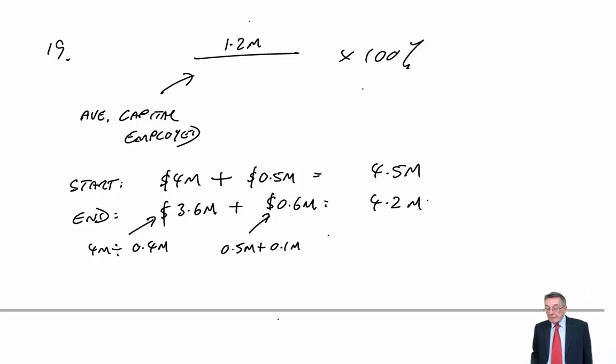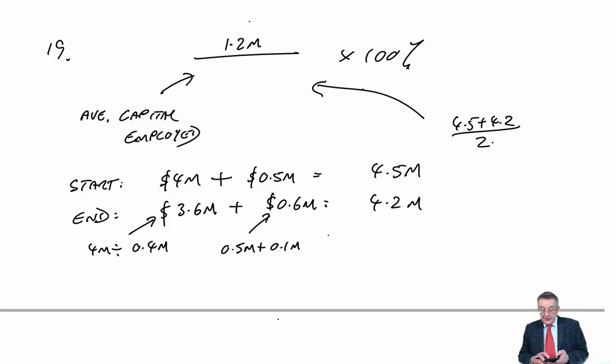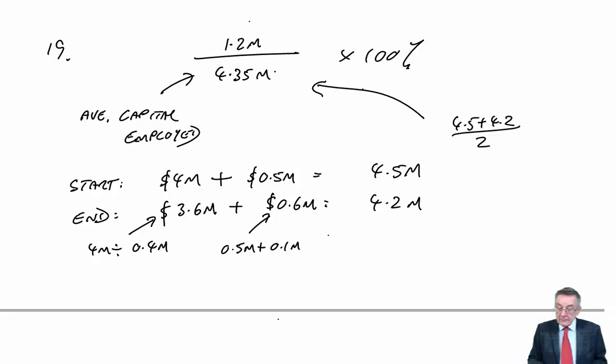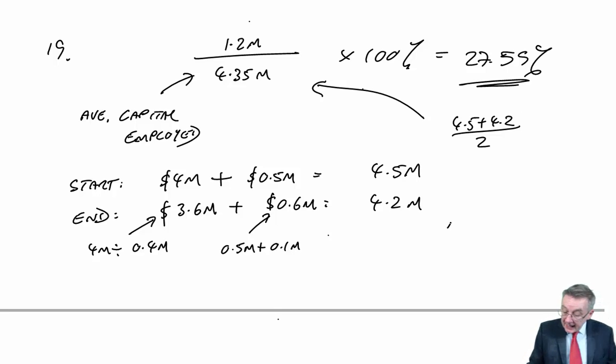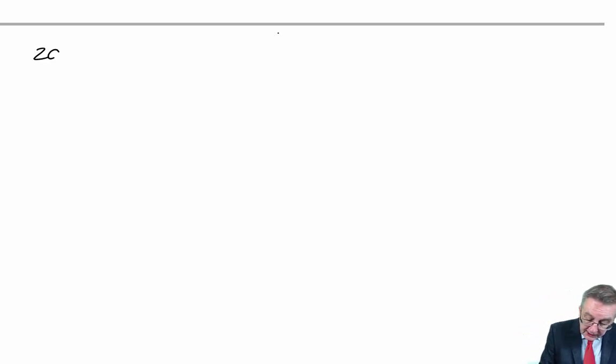The average, therefore, 4.5 plus 4.2 is 8.7, divided by 2 is 4.35. And therefore, what is the return on capital employed? If I'm right, I get 0.2759 or 27.59%. One left, and then we've cracked section A, number 20.